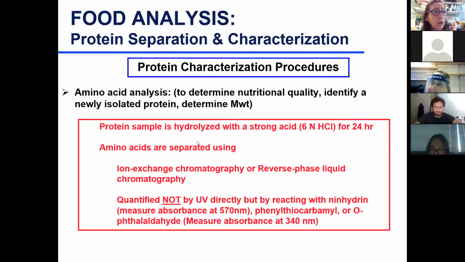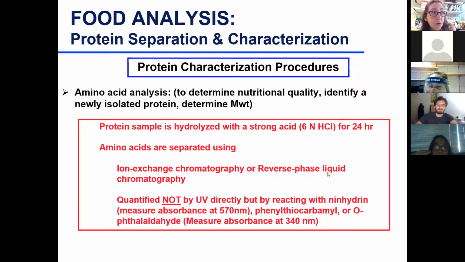So when we hydrolyze, then we break down all the peptide bonds and then we only have amino acids. The amino acids in this mixture then need to be separated. So they need to be separated by chromatography. You can either use ion exchange chromatography or reverse phase. The most common one is reverse phase liquid chromatography.